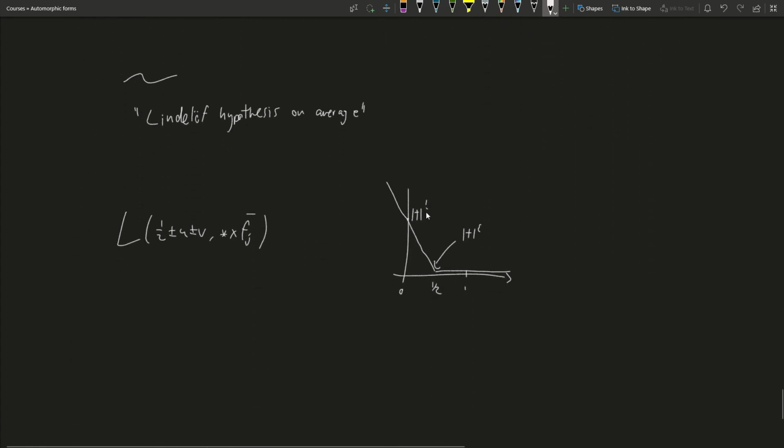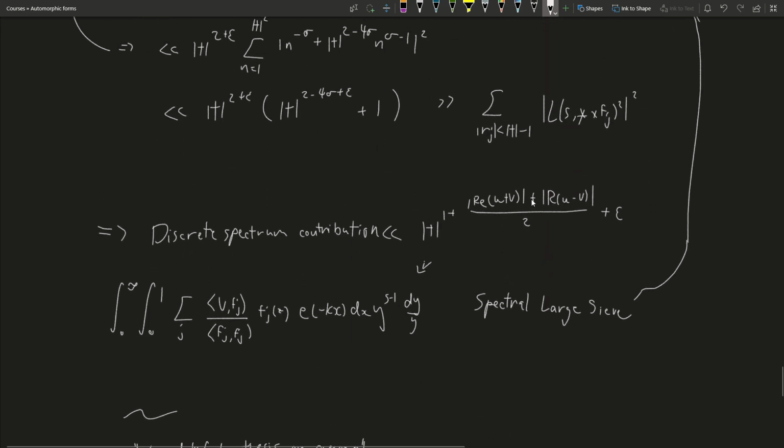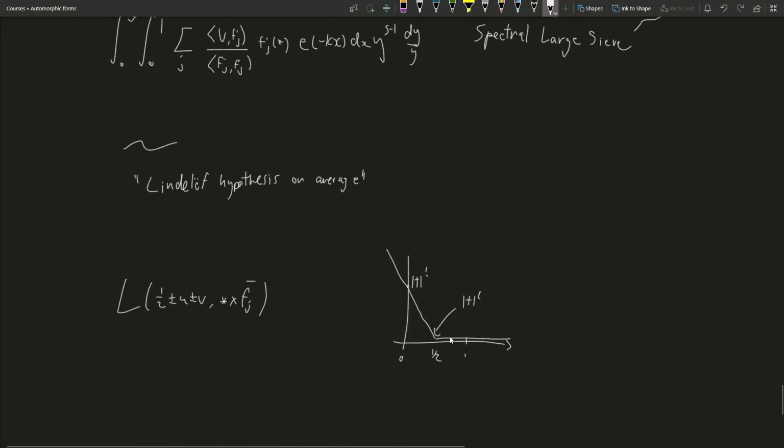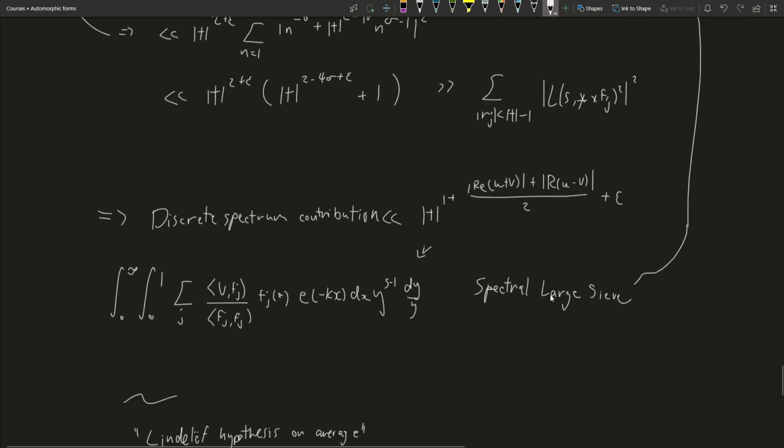So basically, if you pretend that all of these things satisfy the Lindelof hypothesis, then you wouldn't need to do the spectral large sieve. You could just go term by term and get exactly the same bound. Where two of the four terms, you just get t to the epsilon, and two of the four terms, you have t to the real part of u plus v, times 1/2 or something, or maybe 2. Okay.